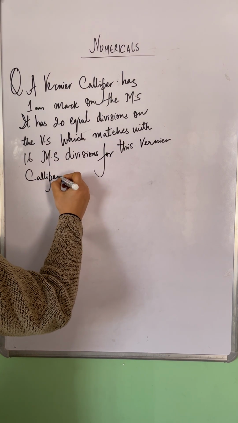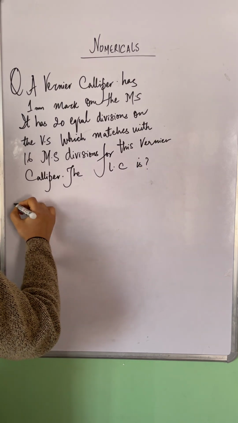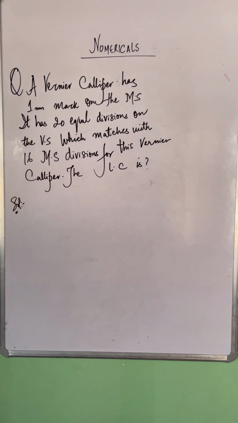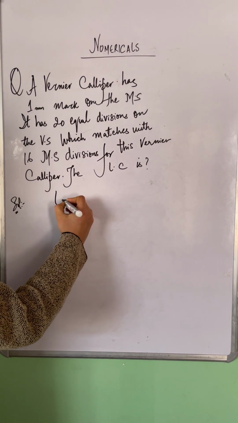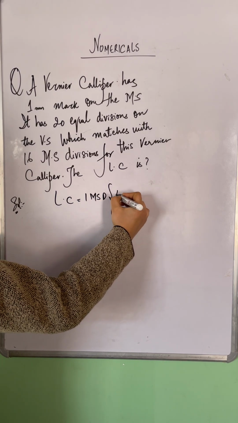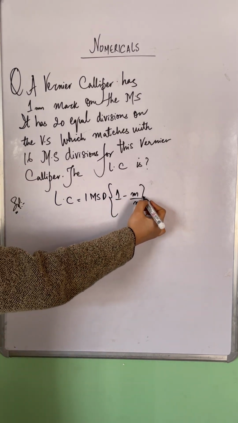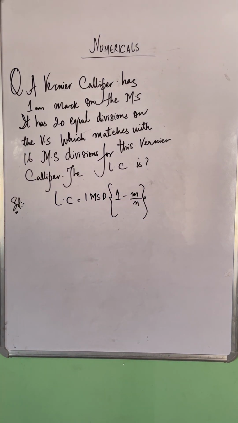The least count is... So the question is, a vernier caliper has 1 mm mark on the main scale. It has 20 equal divisions on the vernier scale, which match with 16 main scale divisions for this vernier caliper. The least count is, as already told, equal to 1 MSD into 1 minus m by n, where m is the number of divisions on the main scale and n is the number of divisions on the vernier scale.